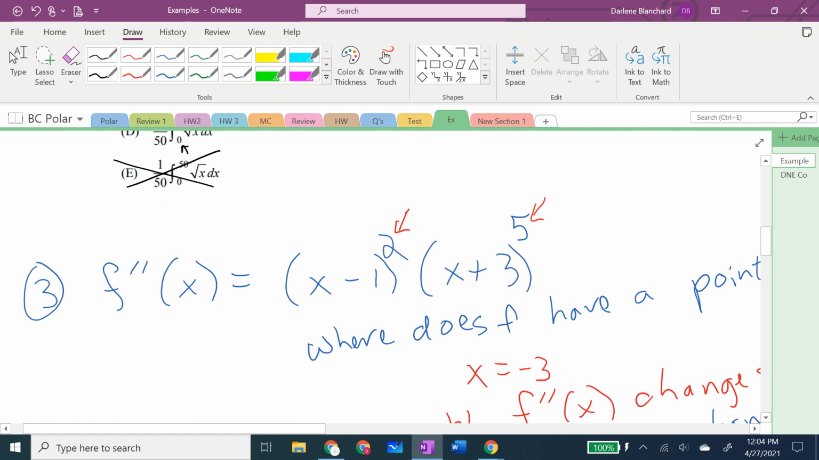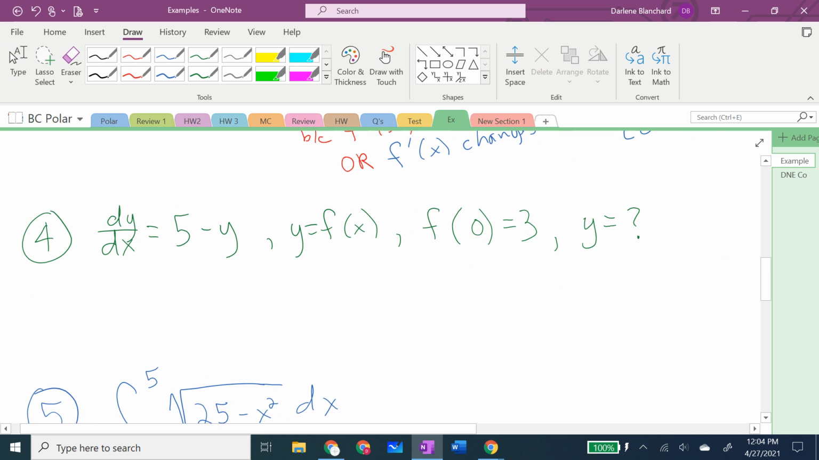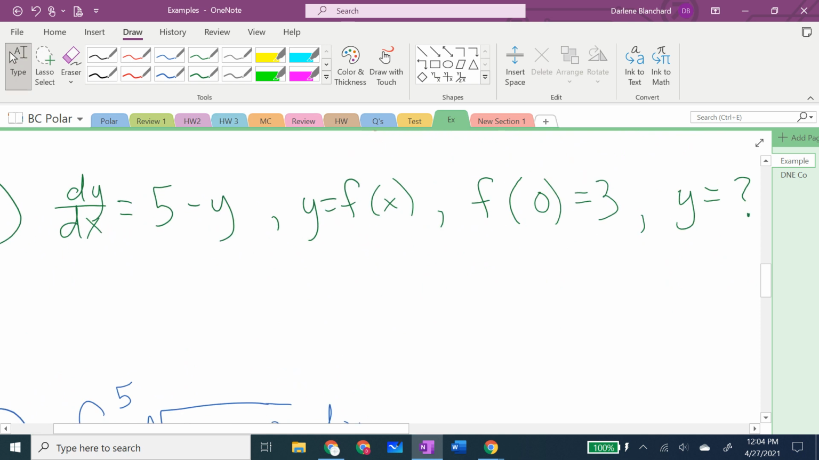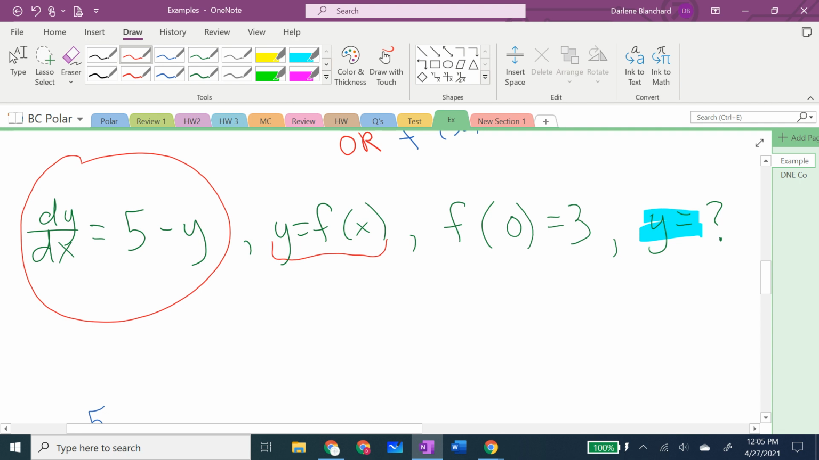Another thing that I ran into that didn't go well for people was a problem similar to this. So I changed a few things, and let's do it. They want you to find what y is equal to. You are told that the derivative, we've got a dy dx formula. You need to find y is equal to the f of x function. And hey, look, they gave us a point.